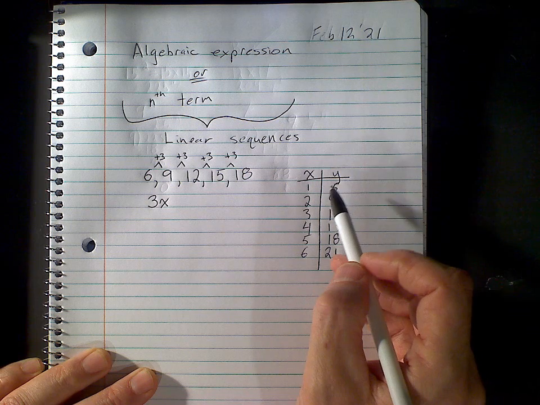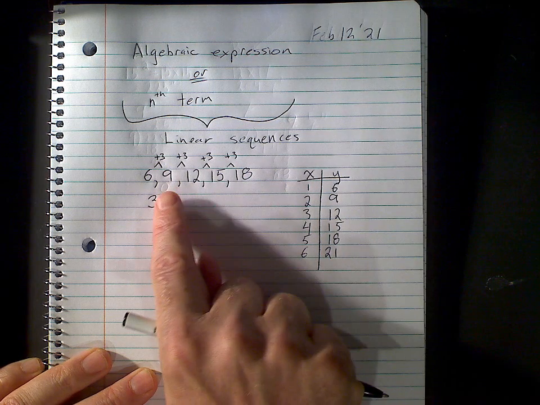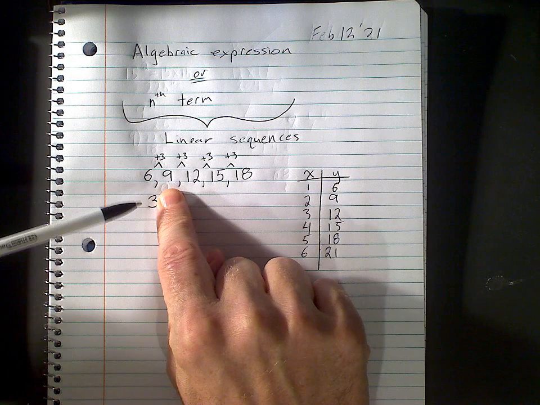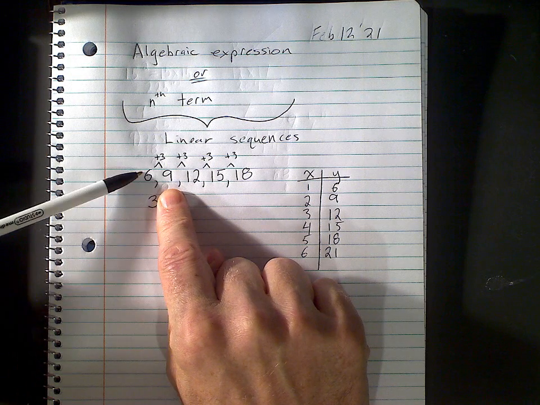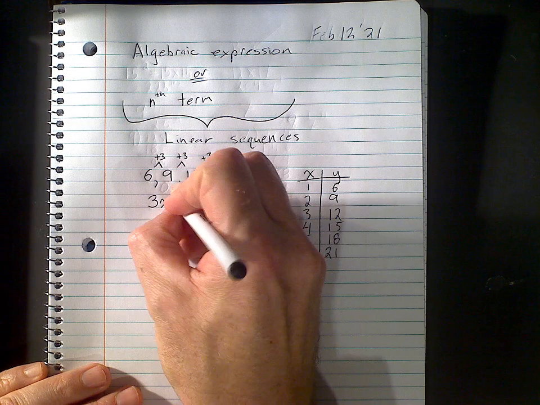Or what you might find even easier, and this is the little trick I've been using, cover X, ignore it for a while, and look and see how far you need to get from here to there. I need to add 3. And then just add 3. And you're done.